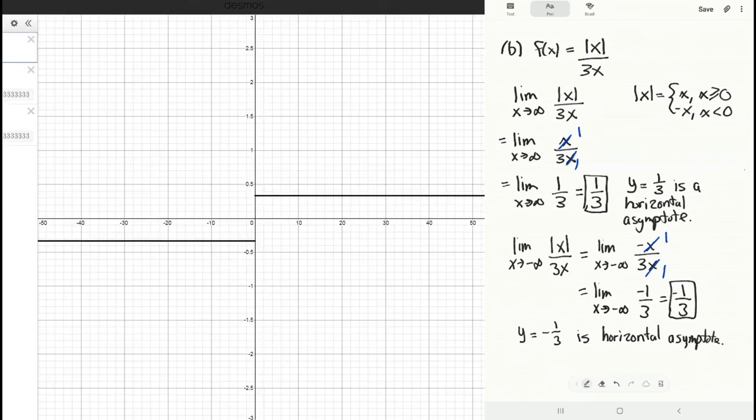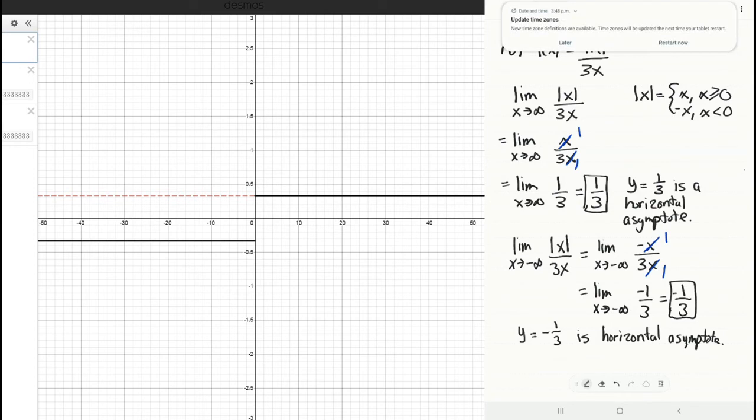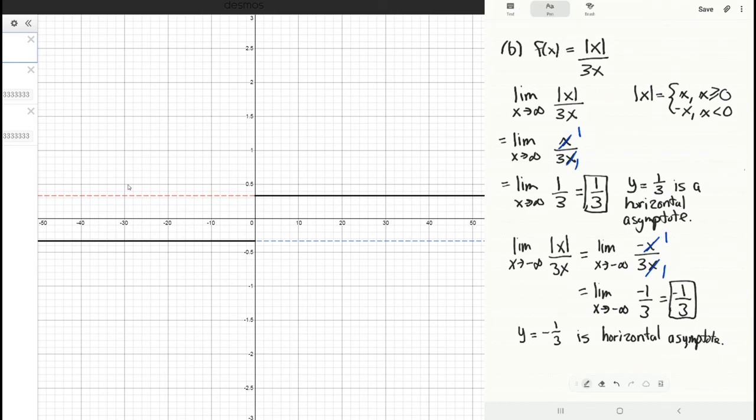So here's the graph of the absolute value of x over 3x, and we determined that as x goes to positive infinity, then the function will go towards 1 over 3. So 1 over 3 is going to be a horizontal asymptote for large values of x in the positive direction. And if we let x go to negative infinity, then we found that the function goes towards negative 1/3. So for very large negative values of x, the function will approach negative 1 over 3. So the line y equals negative 1 over 3 is a horizontal asymptote.